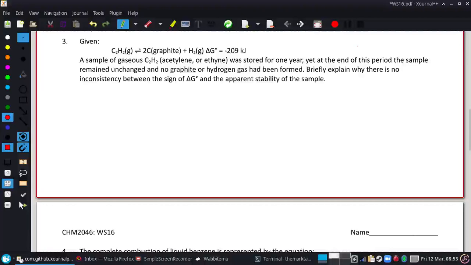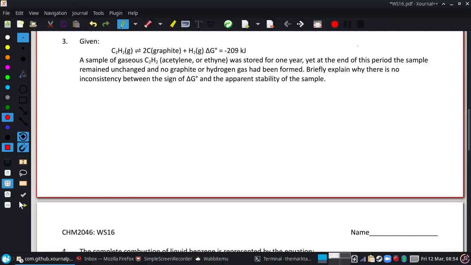Okay, looking at number 3 here, I've been given an equation with a very negative delta G, so it very much says spontaneous. But it says that we have this acetylene and we store it for a year, but at the end of the year, the sample remained unchanged and there's no graphite or hydrogen. So it's saying it never went forward, even though this says it's spontaneous. All right, so we want to know why that is the case.